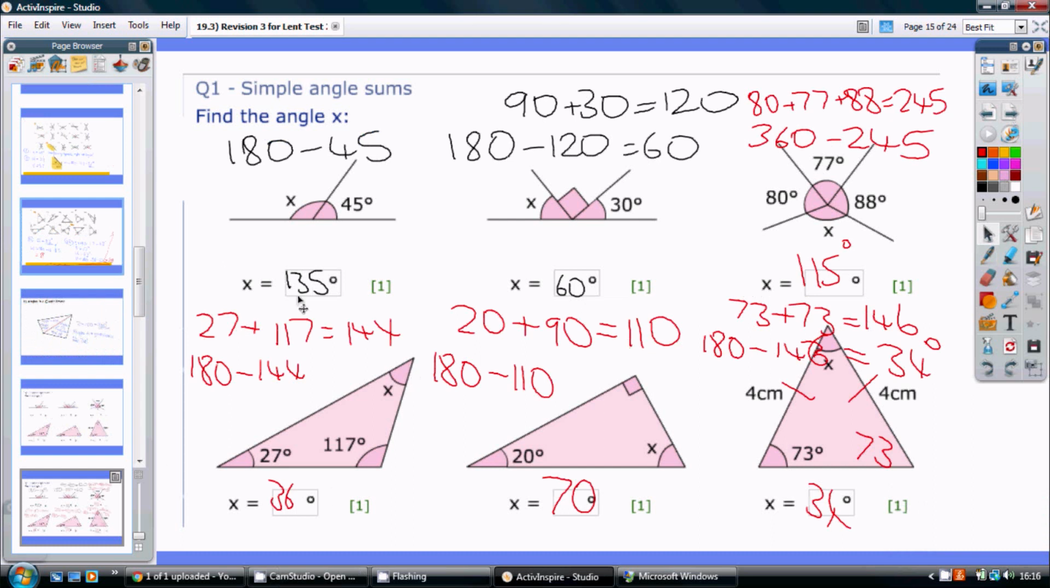So X is 135 for the first one, 60 for the second, 115 for the third, 36 for the fourth, 70 for the fifth, and 34 for the sixth. Remember with that last one, because we've got these 2 sides the same, that means it's an isosceles triangle. The base angles of an isosceles triangle are equal, so that's why we knew that one must also be 73. Then we could work out what X was.